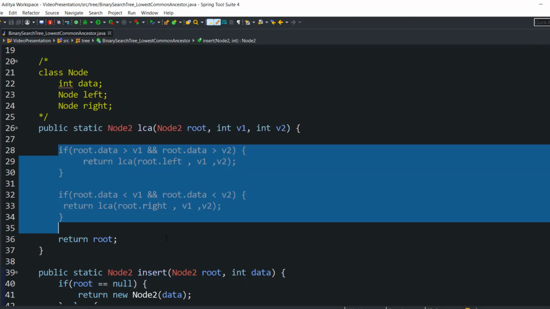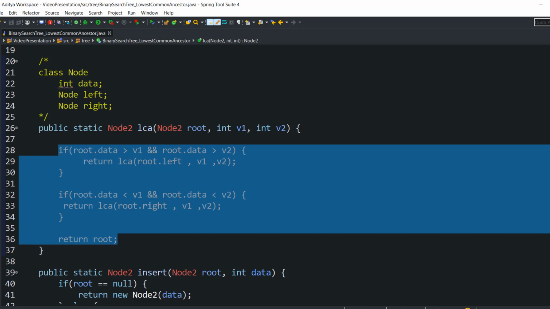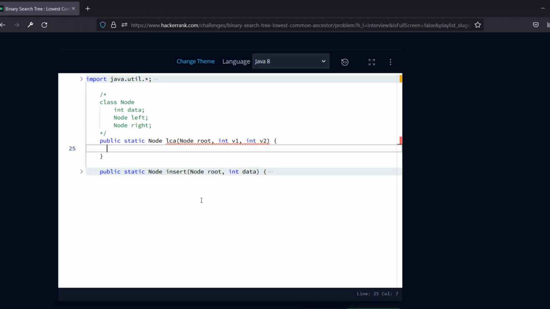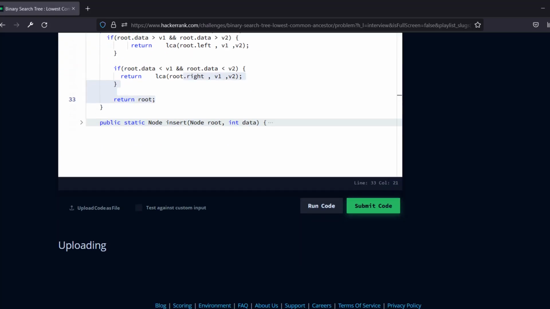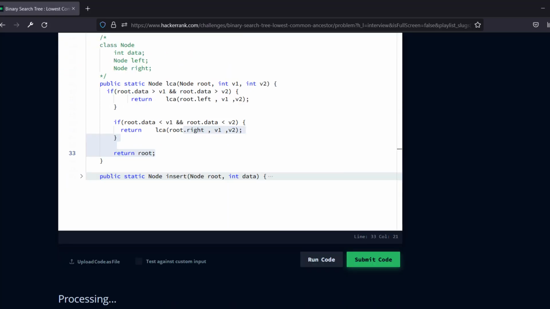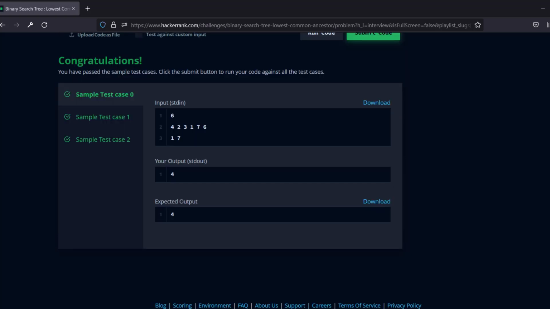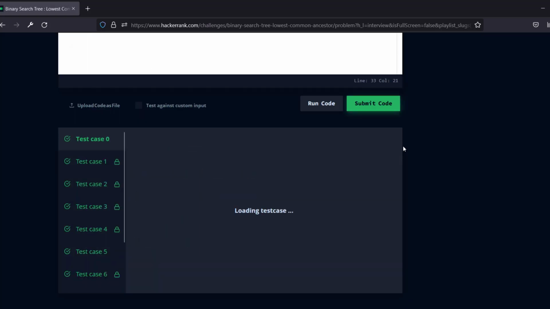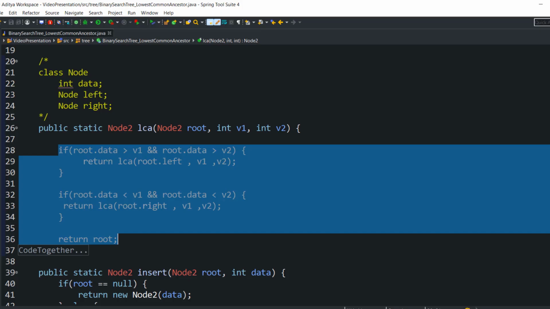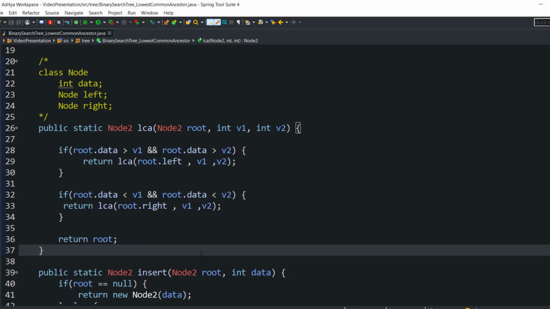So what will we do next? We will just copy the code here, paste it into the Hackerrank console, and let's run the code. All the 3 test cases got successful. Now let's submit the code. Now here we can see that all the test cases got successful. So the logic that we have written here is completely correct.